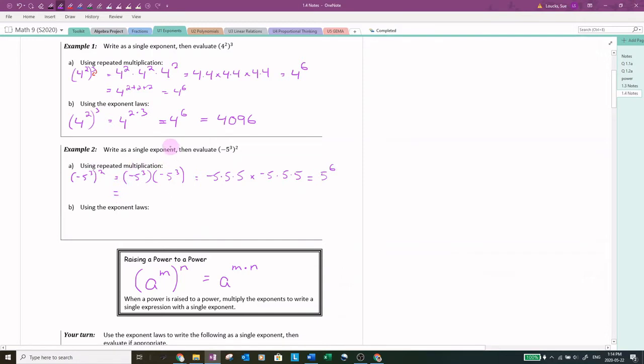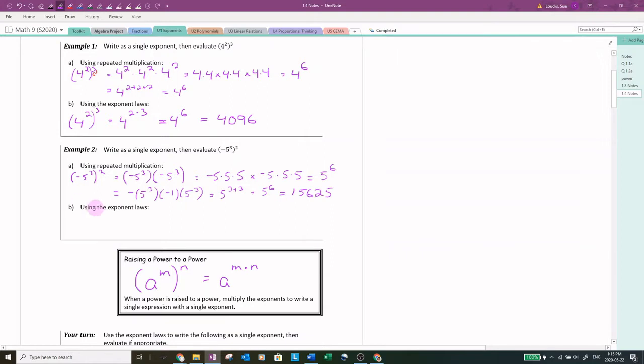Or I can use my multiplication rules, but I have to pay really close attention to this negative 5. So I should probably write this as negative 1 times 5 cubed, times negative 1 times 5 cubed. All right, and then the negative times the negative is plus, and 5 to the 3 plus 3, because I'm adding the exponents. So that's 5 to the 6. Either way, it's the same answer. And then if I evaluate that, I get 15625.